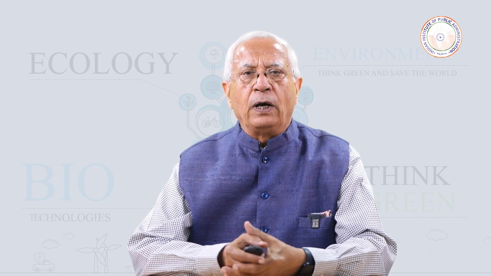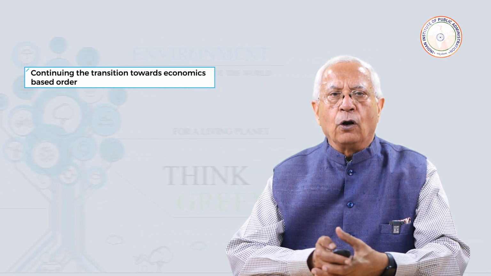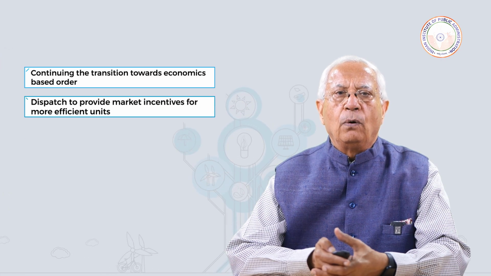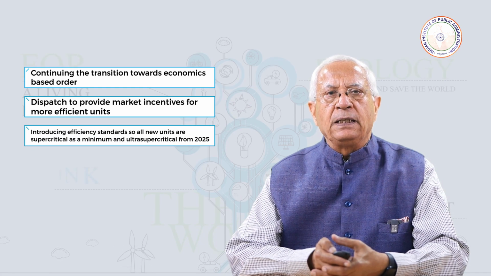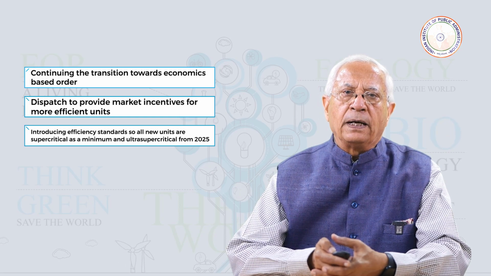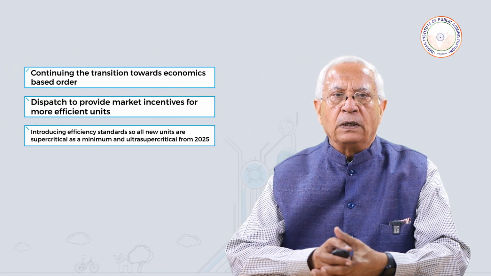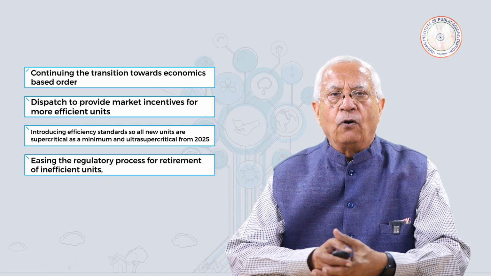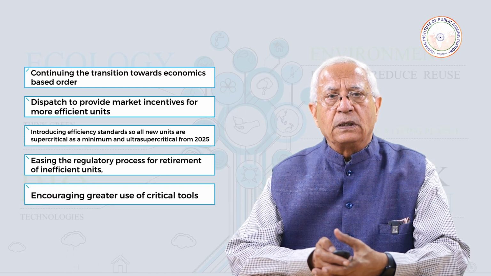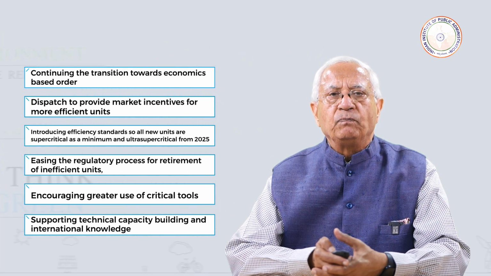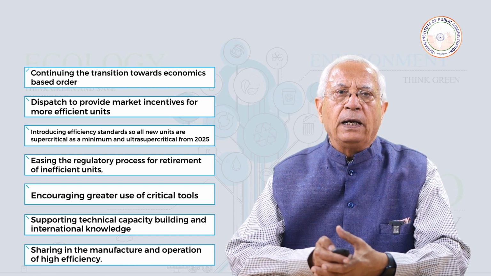For this, we will have to adopt several measures, such as continuing the transition towards economic-based order dispatch to provide market incentive for more efficient units, introducing efficiency standards so all units are supercritical as a minimum and ultra supercritical from 2025 onwards, easing the regulation process for retirement of inefficient units, encouraging greater use of critical tools, and supporting technical capacity building and international knowledge sharing in manufacture and operation of high efficiency units.